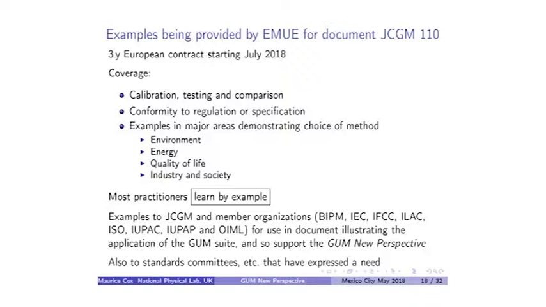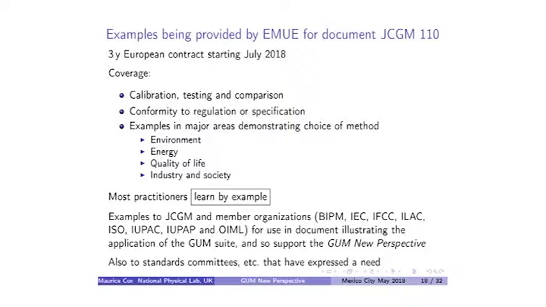I mentioned the examples document as being important. Indeed, I'm pleased to say I've just won a 3-year European contract starting in July this year to provide those examples. The coverage of this European project is calibration problems, testing problems, and comparison problems like key comparison problems. Also, conformity to regulation or specification. And the examples are going to be in major areas: environment, energy, quality of life, industry, and society.